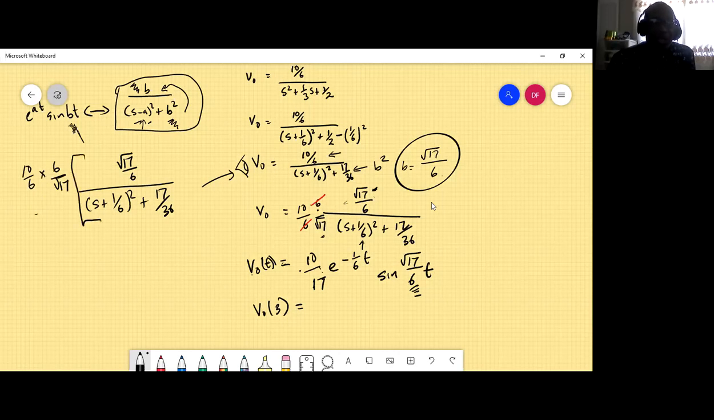Now this thing here is what I took the inverse Laplace transform for. That is why I get the e to the negative 1/6 t times sine of root 17 over 6 t. And this is what is left. So now I'm just left with 10 over root 17.